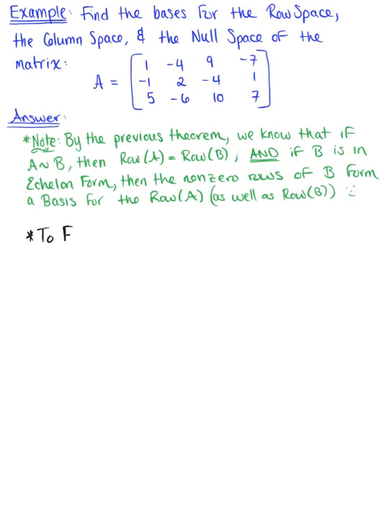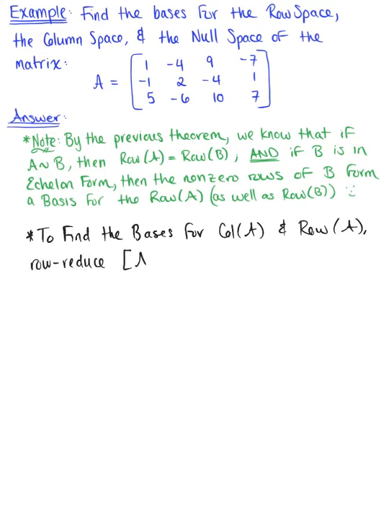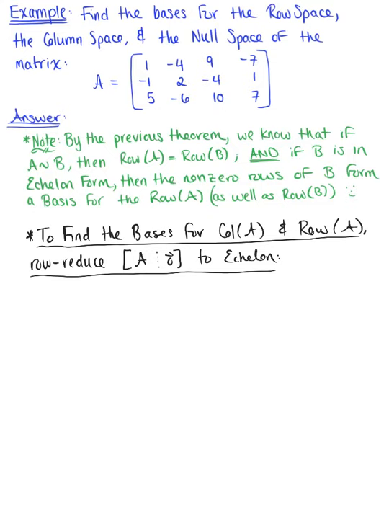So to find the bases for the column space of matrix A and the row space of matrix A, we are going to row reduce the augmented matrix A with that 0 vector to echelon form. And then we'll be able to use that theorem we just looked at to find the basis.